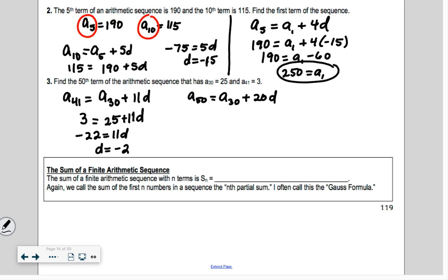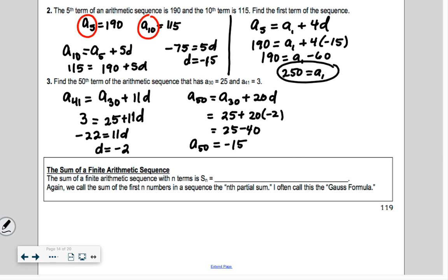So we would need to add 20 common differences. So the 30th term is 25. We would need 20 times -2. So 25 minus 40 gives us -15. Did you guys get -15?